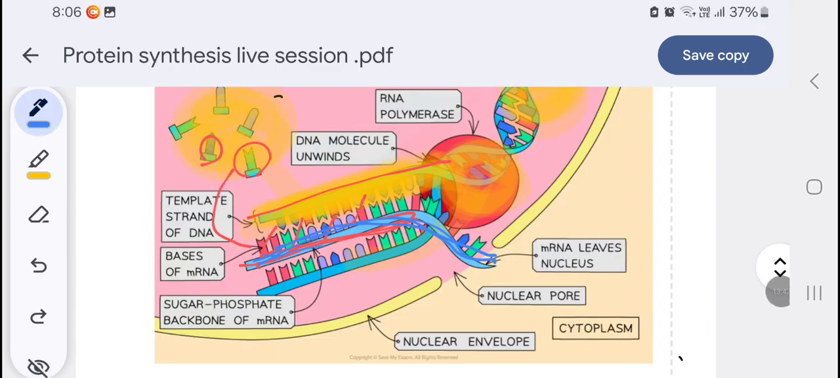This single-stranded RNA leaves the nucleus through the nuclear pore in the nuclear envelope. This is the nuclear envelope, and it has a pore. The single-stranded RNA leaves the nucleus into the cytoplasm to start the game of protein synthesis.